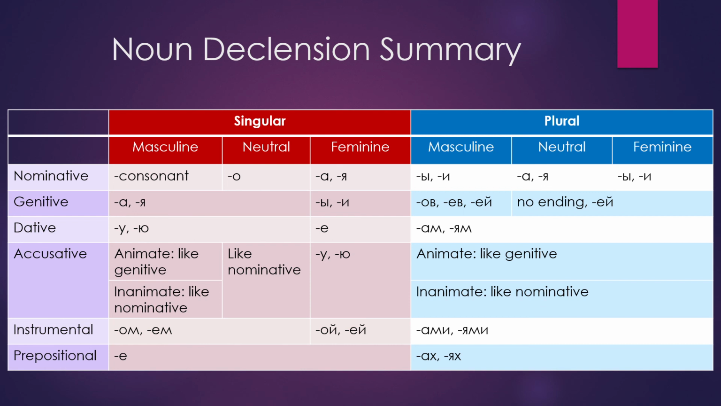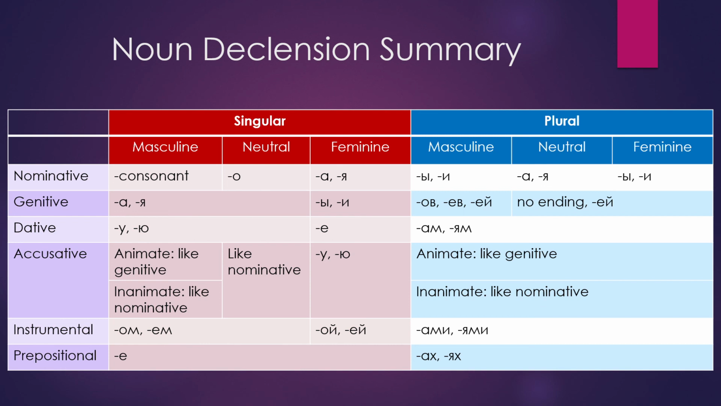Okay, so in the nominative case, right, the noun, if it's masculine, it usually ends in a consonant. Obviously, there are exceptions like папа, but for the most part, it ends in a consonant. If it's neutral, it usually ends in -о, and if it's female, it's usually -а, sometimes -я. Okay? And then if it's plural, right, we pluralize masculine and feminine nouns with -ы and -и. But neutral ones we pluralize with -а or -я.